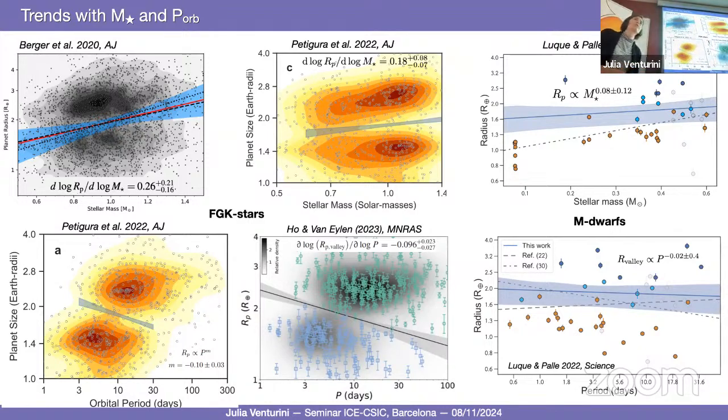And M-dwarfs, this is even more recent work. There is now more work going into understanding planets around M-dwarfs, as you know very well from Carmen, for example. And M-dwarfs seem to behave differently. There is no clear radius valley, actually, and the slopes are much more flat.